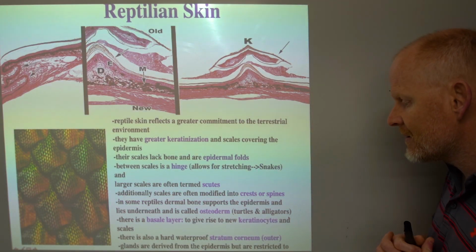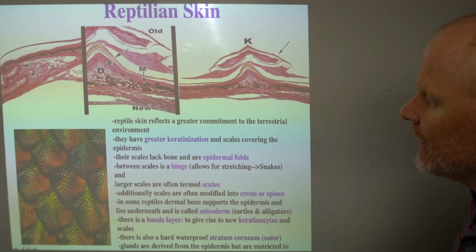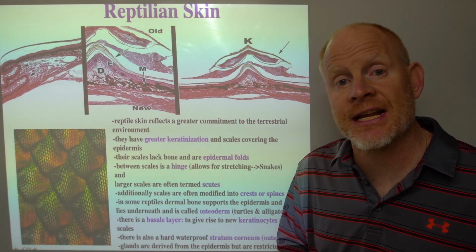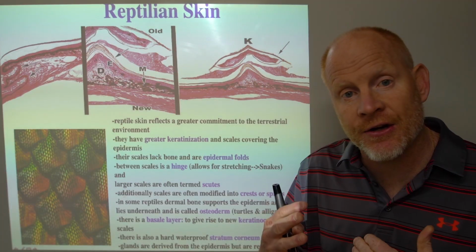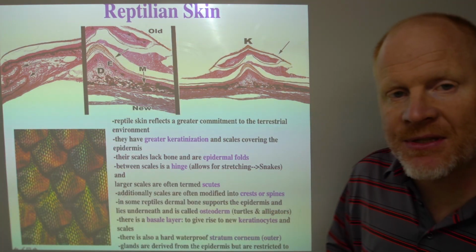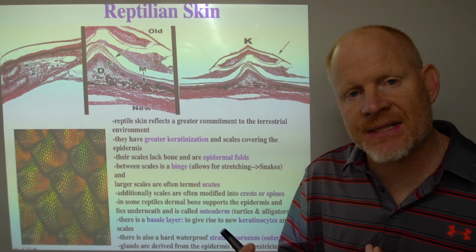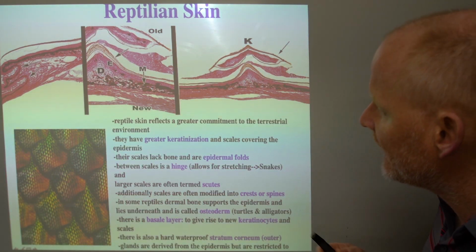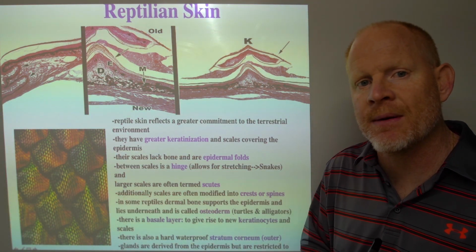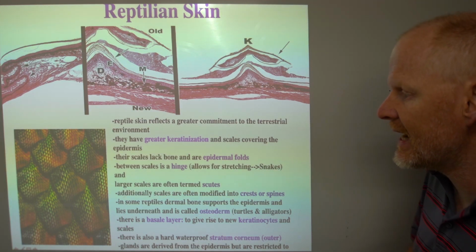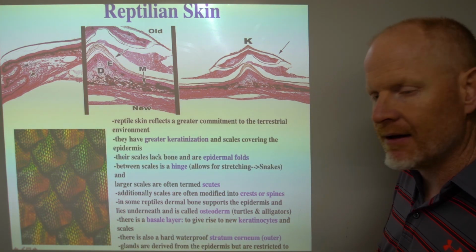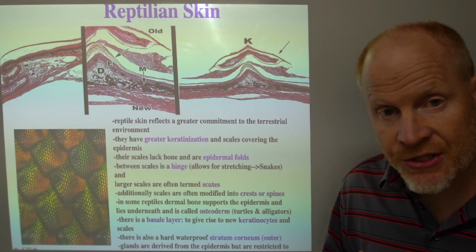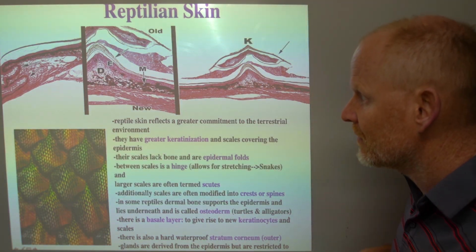All right, reptile skin. So reptile skin, we get this greater commitment to keratinization. The skin becomes harder and tougher and thicker, therefore becomes less of a respiratory organ and more of a protective organ. We can also add bone under the skin, and bone is often quite common in certain reptilian groups to protect the organism from damage.